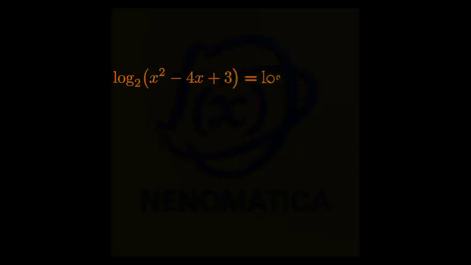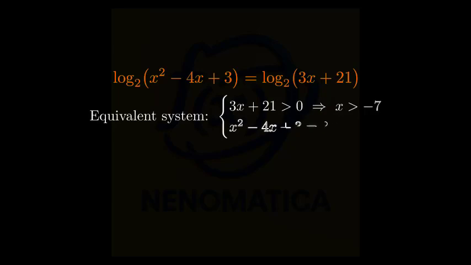We start with log base 2 of x squared minus 4x plus 3 equals log base 2 of 3x plus 21. This equation is equivalent to the following system. 3x plus 21 is greater than 0, which means x greater than -7, and x squared minus 4x plus 3 equals 3x plus 21. Now move all terms to one side.